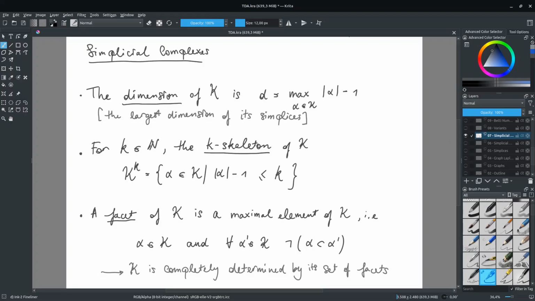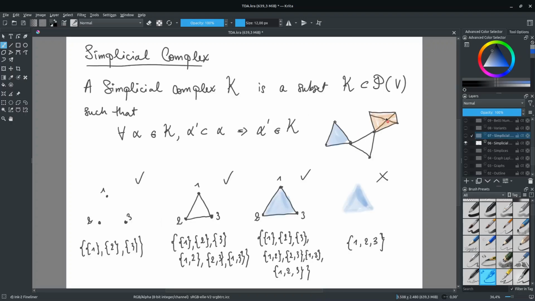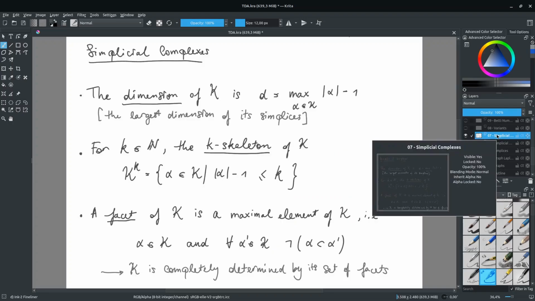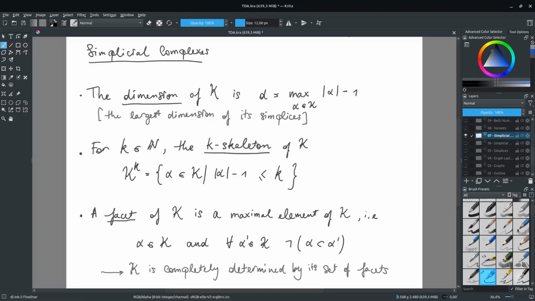Another thing: a facet of my simplicial complex is going to be a maximal element of K. So just any simplex that is not a face of any other simplex in my simplicial complex. So for example, in this case, I have this as a facet, this is a facet, and then these three edges are facets. Facets, sorry, not faces. The reason this is important is that if I know exactly what the facets of my simplicial complex are, I know exactly what my simplicial complex is. So if you were to implement this on a computer, you would not need a set for all the subsimplices, you just need a list of the facets.